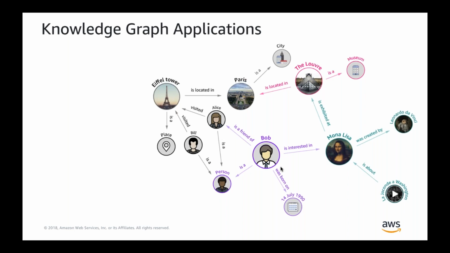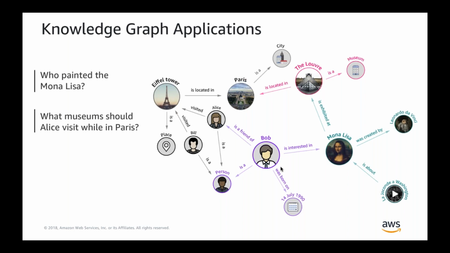And when we bring all of that information together in a knowledge graph, we can start to answer questions like, who painted the Mona Lisa? Or what museum should Alice visit while in Paris? Or what artists have paintings in the Louvre?